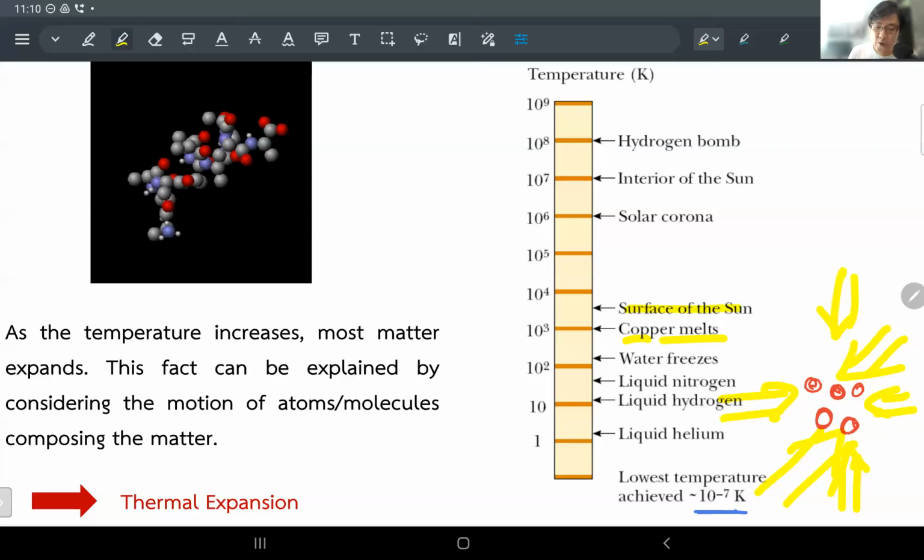And now if you are actually on that sun, you have a solar corona, the one that's splashing around on the surface of the sun, that's already 1,000,000 Kelvin. Interior of the sun, you have nuclear processes going on. There's some nuclear reaction inside that's up to 10 million. And then the hydrogen bomb, at the center of the bomb, you can reach as high as 100 million Kelvin. All right. So that's the scale that we are looking at.